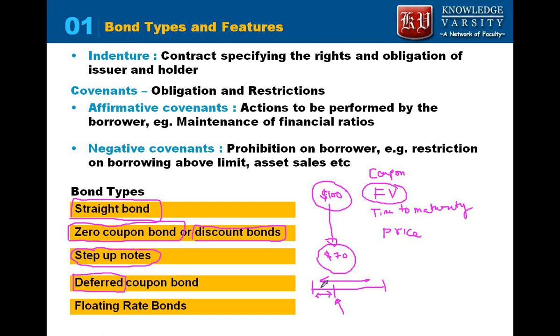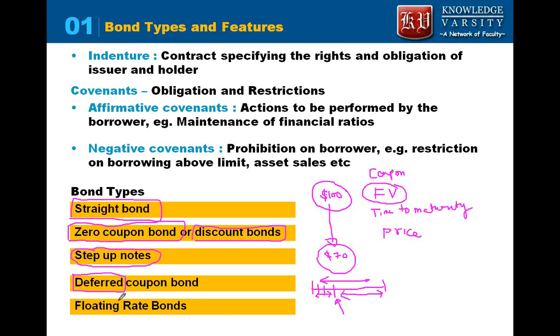And the coupons which are deferred will be compounded, that is, interest will be charged on those coupons which have been missed. Okay, after the payment of those deferred coupons, the bond will start behaving like a straight bond. So from here it will start behaving like a straight bond.